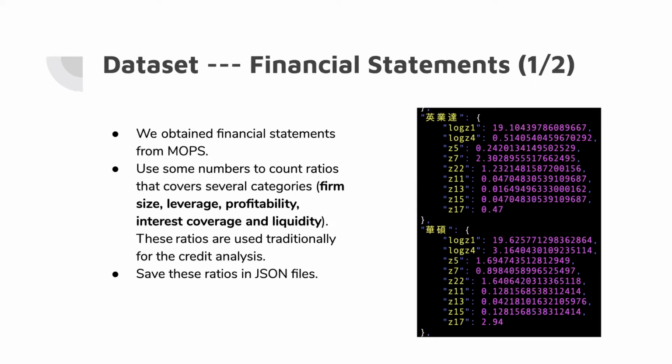So with this in mind, we take some ratios from these categories and use them to compose our weight vector in the training procedure. After getting these 9 ratios, we use the dictionary format to save the 9 ratios with the company name in our JSON files. So that's it.